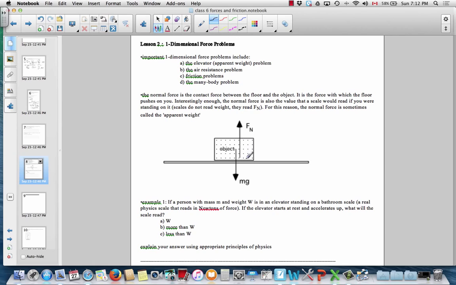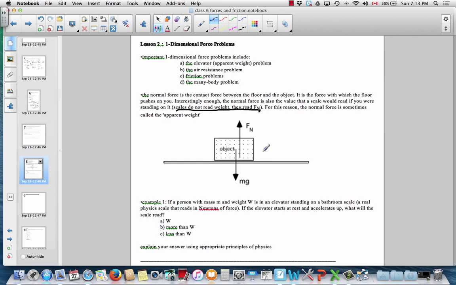Now, interestingly enough, if you put a bathroom scale in there, we always say that scales measure the weight, but what they really measure is the force that the floor exerts on you. So scales don't read weight, they actually read normal force. Now, usually in your bathroom, those two are the same. But if you happen to be accelerating, as you would if you put a bathroom scale in an elevator, then those two forces aren't equal.